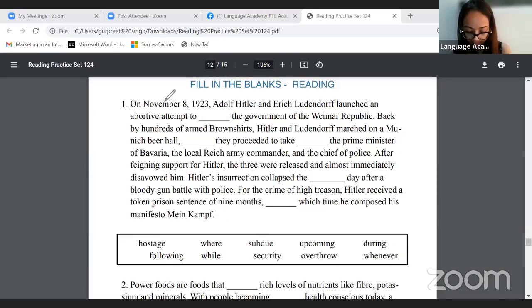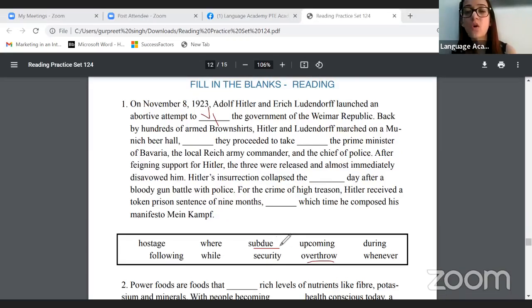On November 8th, Adolf Hitler and Erich Ludendorff launched an abortive attempt to dash the government of the Weimar Republic. So with "to" comes the first form of the verb. We have to subdue the government, to overthrow the government. These are two first forms of verb.